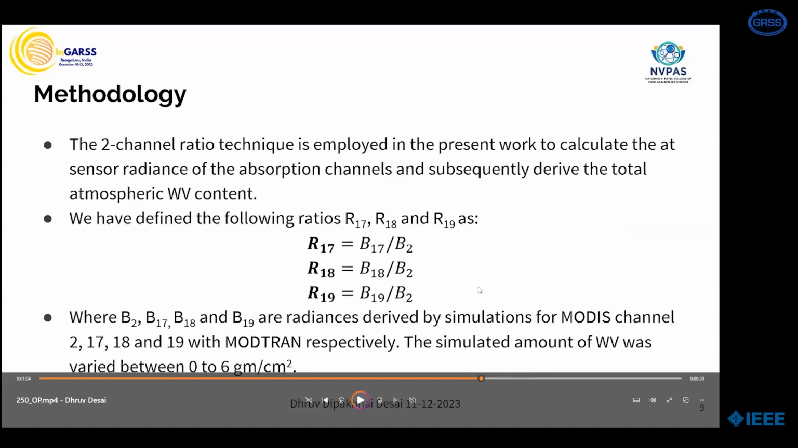So this is the ratio of two channels. The two channel ratio is the technique employed in the present work to calculate the sensor radiance of the absorption channels and subsequently derive the total atmospheric water vapor content. Here we have defined the ratios named R17, R18, and R19, in which B17, B18, and B19 are the absorption bands, and B2 is the window band.